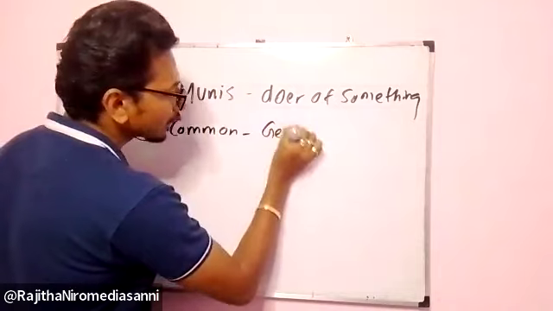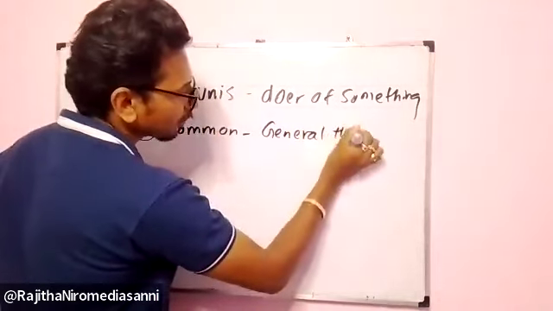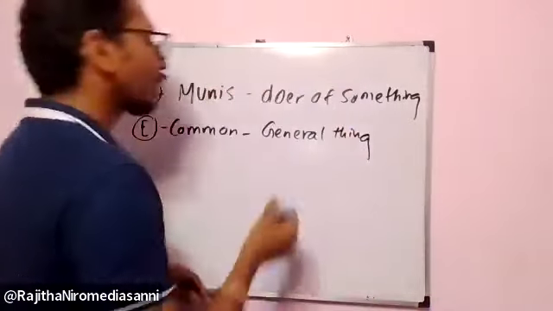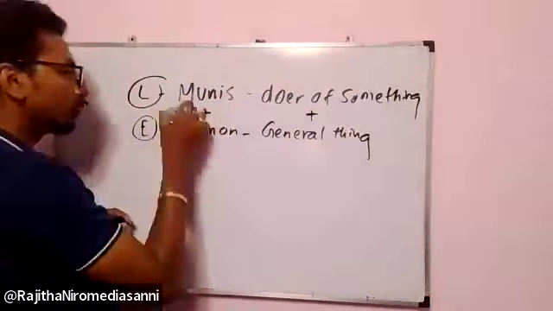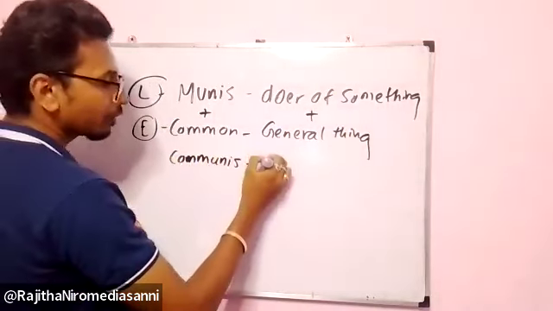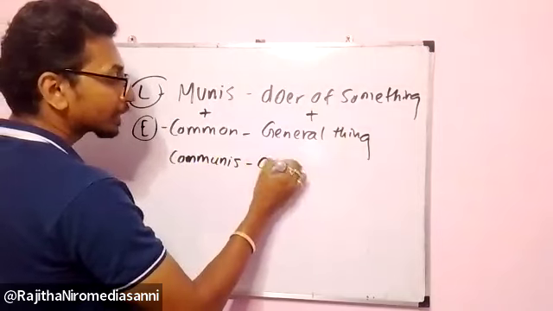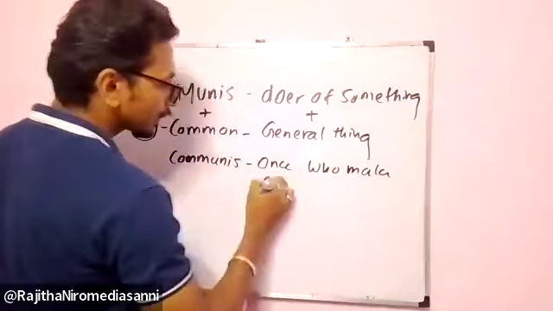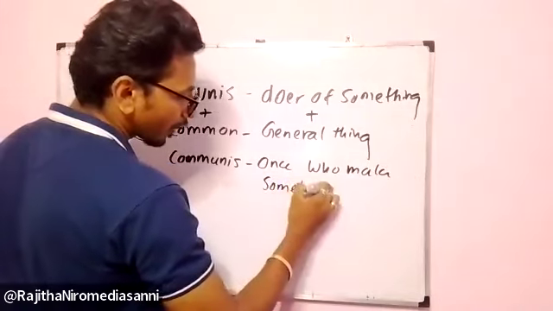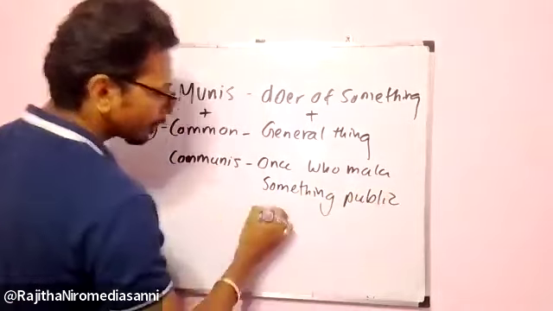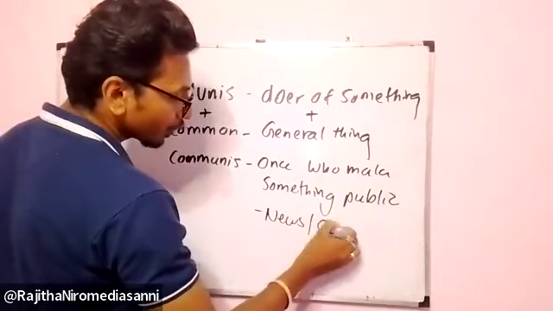Common means general things. It means our sense, our experience, that type of thing. So combine these two, and we can see a word like communist. Communist, what thing? Ones who make something public. As an example, we can say news.